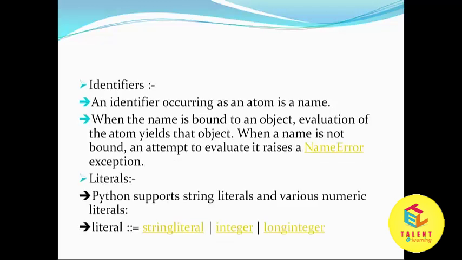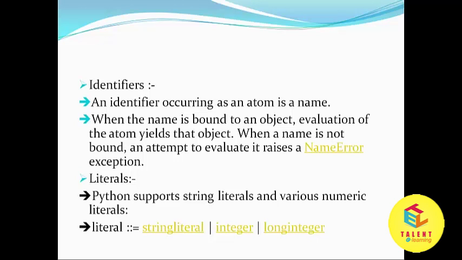Now we see the identifier. An identifier occurring as an atom is a name. When the name is bound to an object, evaluation of the atom yields that object. When a name is not bound, an attempt to evaluate it raises a name error exception.